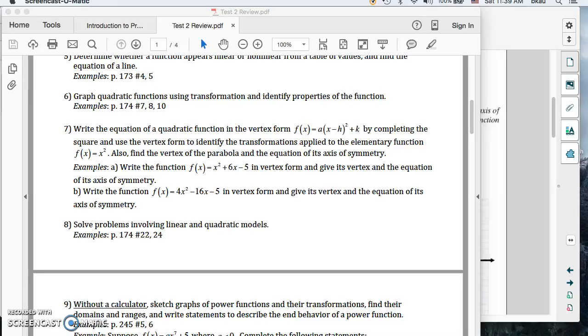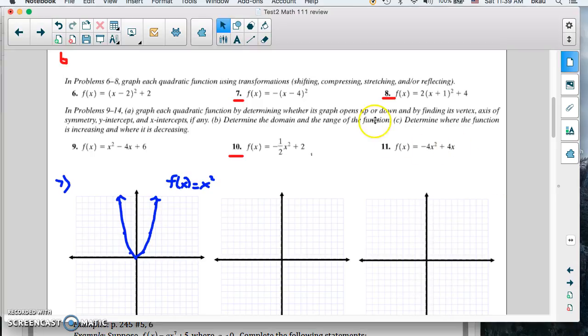Hello and welcome back. In this third video we're going to start with problem 6, graphing quadratic functions using transformations and identifying properties of the function. I have the work here. So these are the 3 problems I assigned.